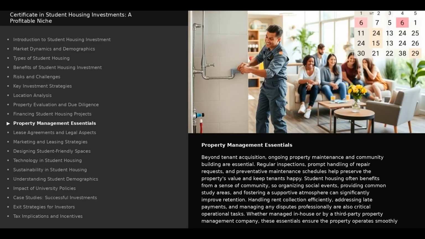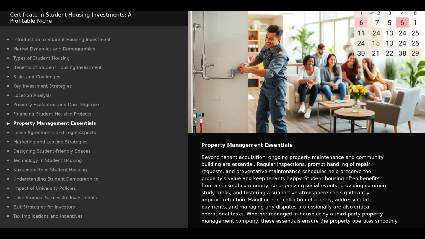Beyond tenant acquisition, ongoing property maintenance and community building are essential. Regular inspections, prompt handling of repair requests, and preventative maintenance schedules help preserve the property's value and keep tenants happy. Student housing often benefits from a sense of community, so organizing social events, providing common study areas, and fostering a supportive atmosphere can significantly improve retention.